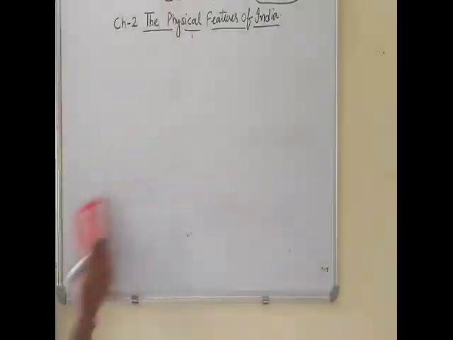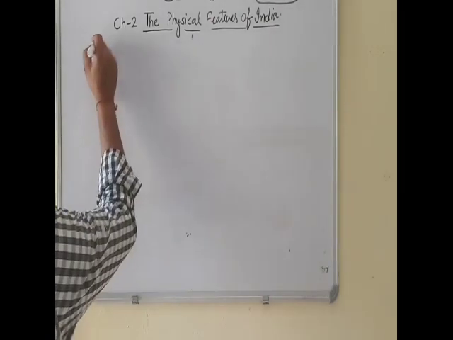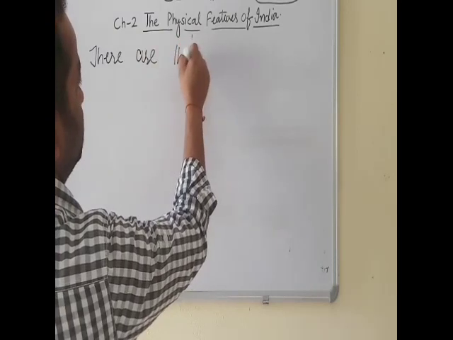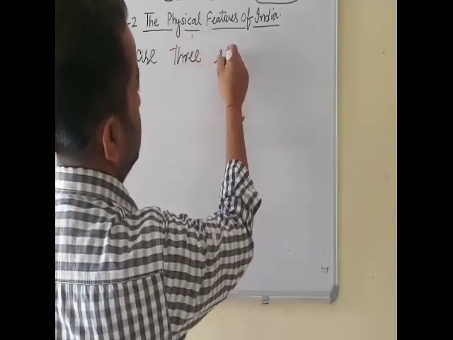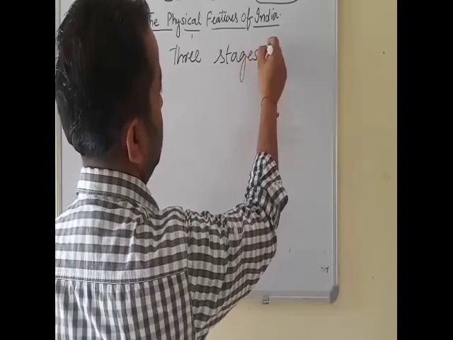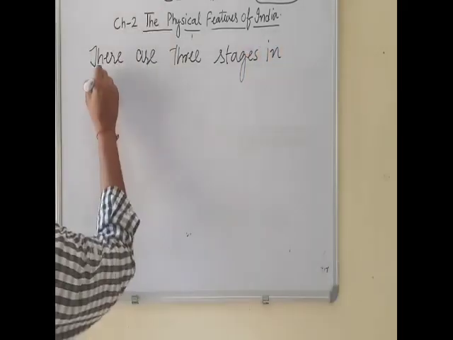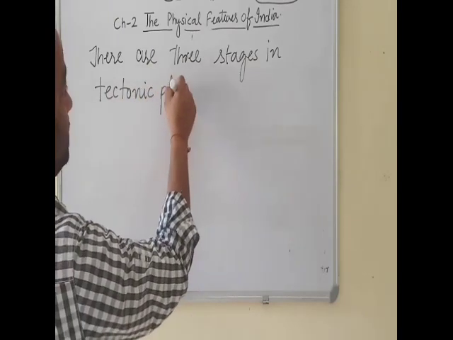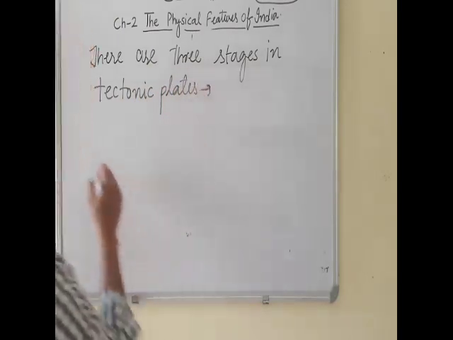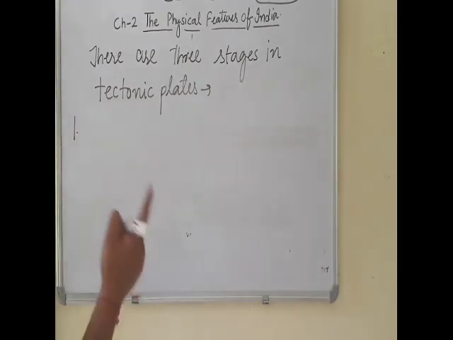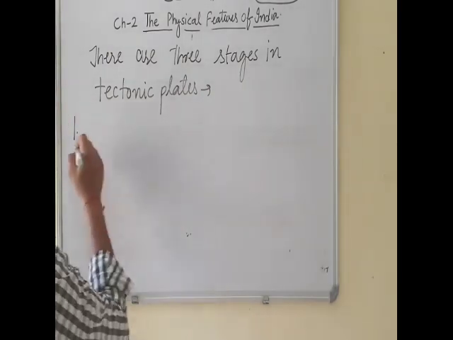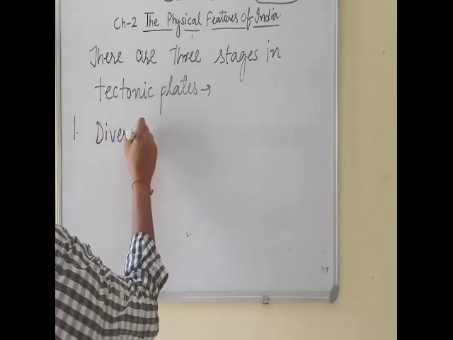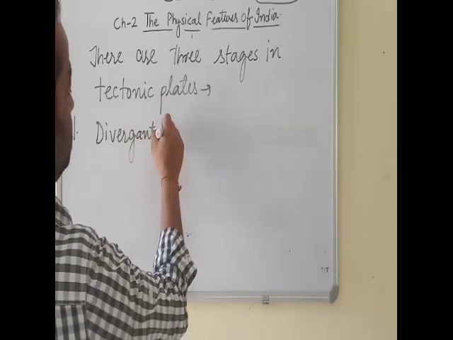Okay, so there are three stages in tectonic plates. Okay, number one, one by one I am going to tell you. Number one is divergent boundaries.